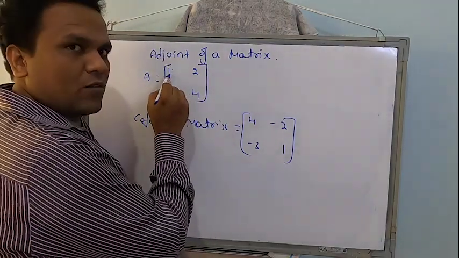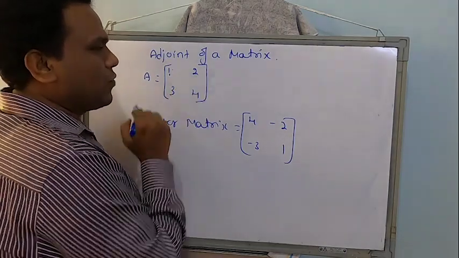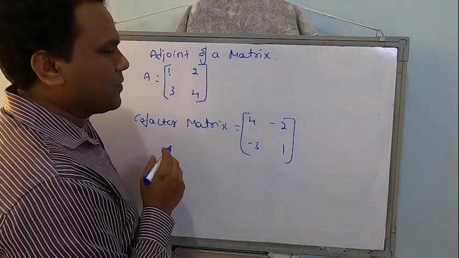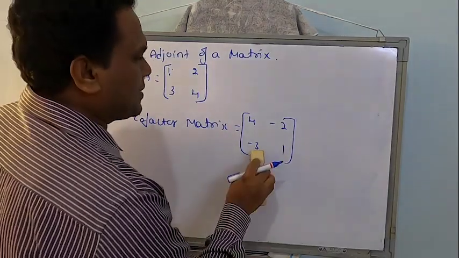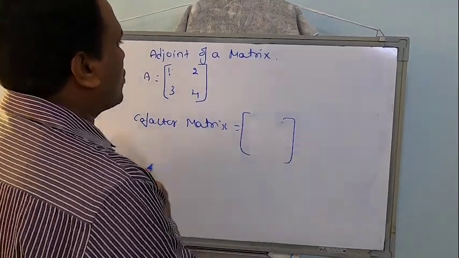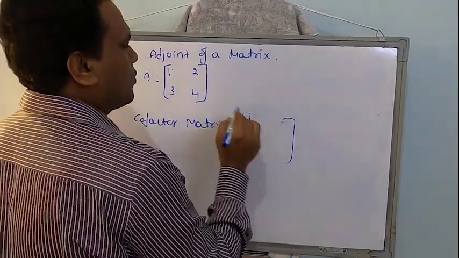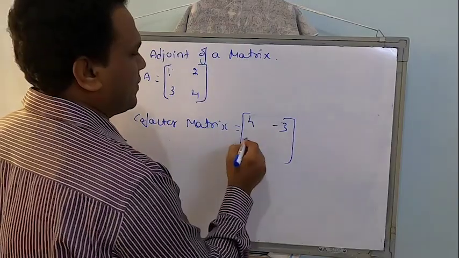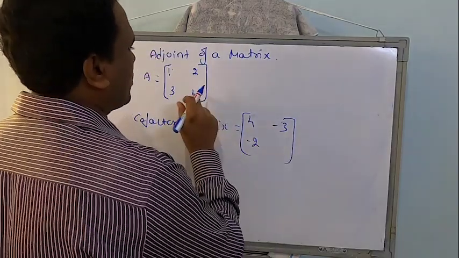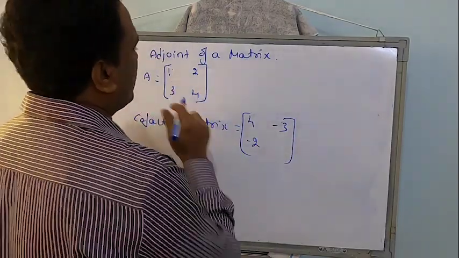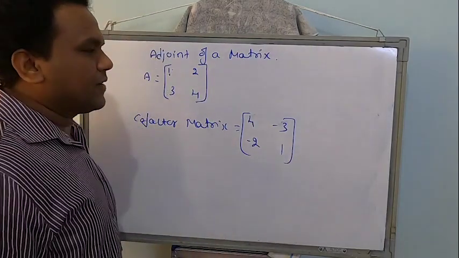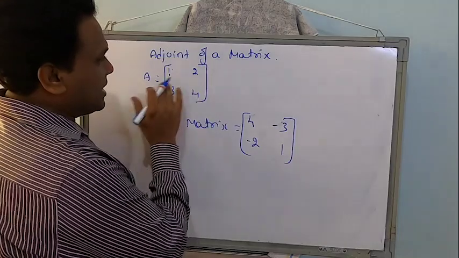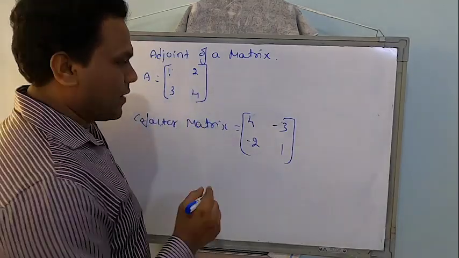Cofactor of 1 will be 4, cofactor of 2 will be minus 3, cofactor of 3 will be minus 2, and cofactor of 4 will be 1. That's fine. Now look at this cofactor matrix. That means each element is replaced by its corresponding cofactor.